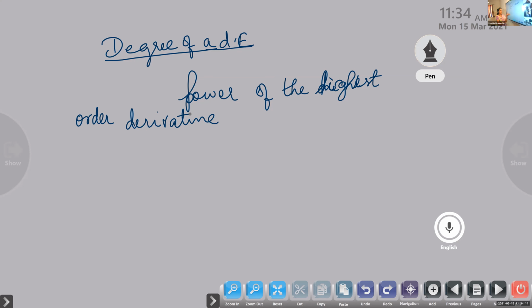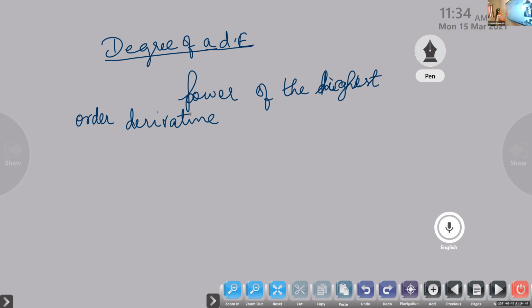Otherwise, degree is not defined. Okay, what is given here? It is the power of the highest order derivative.